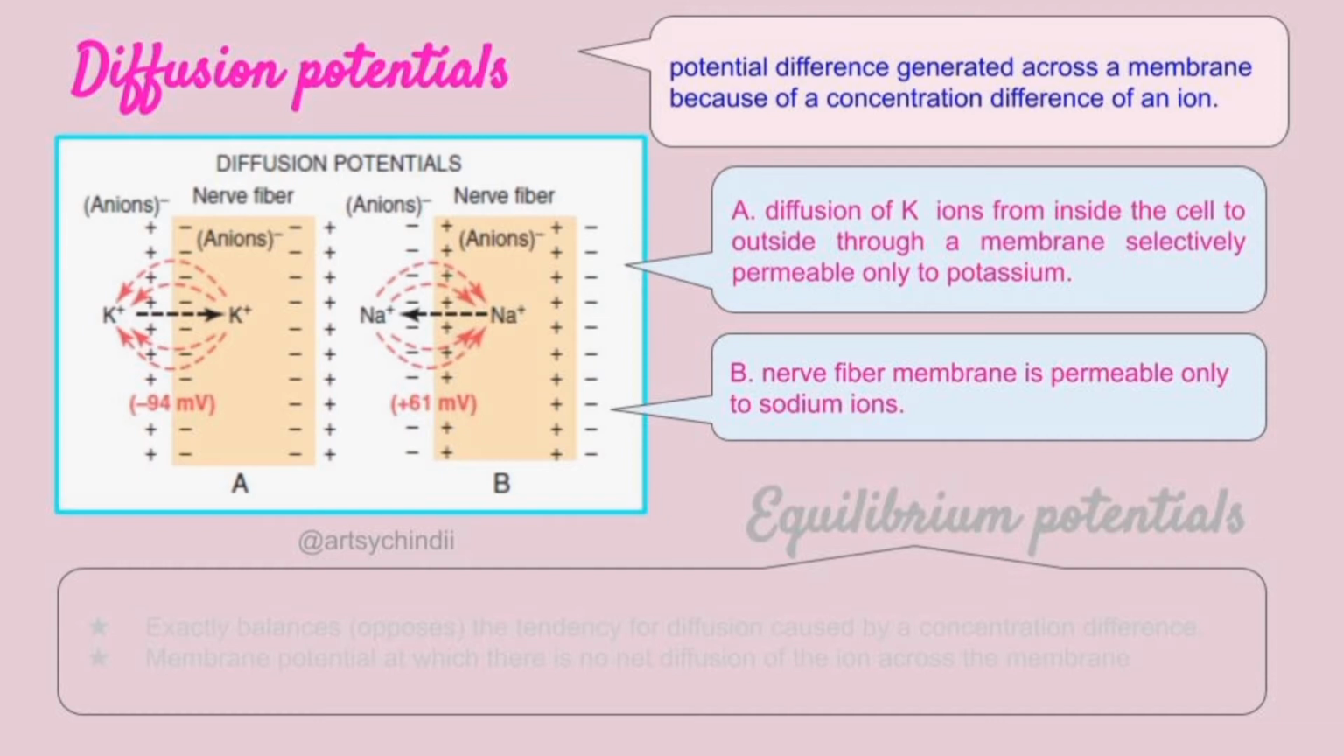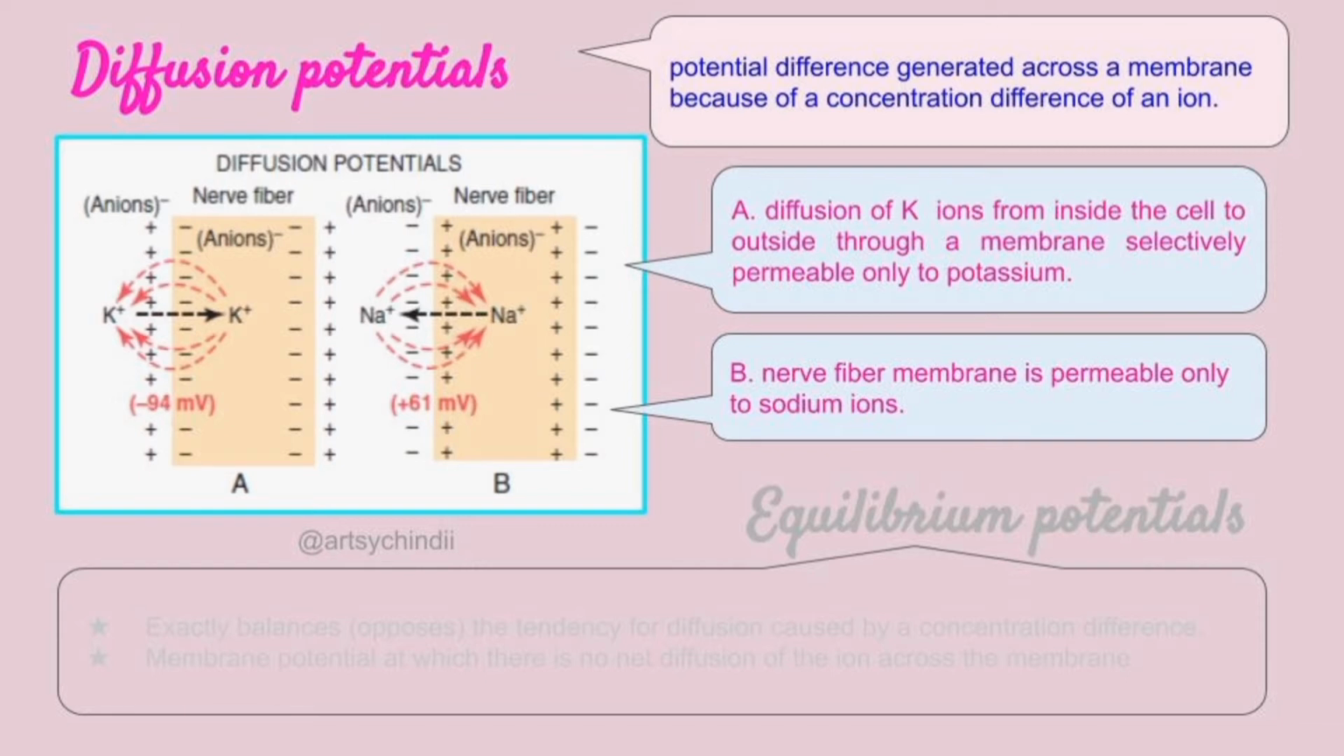The picture shows the differences across a selectively permeable membrane. In figure A, the potassium concentration is great inside a nerve fiber membrane but very low outside the membrane. There is electropositivity outside the membrane and electronegativity inside because of negative ions that remain behind. The potential difference between the inside and the outside is called the diffusion potential.